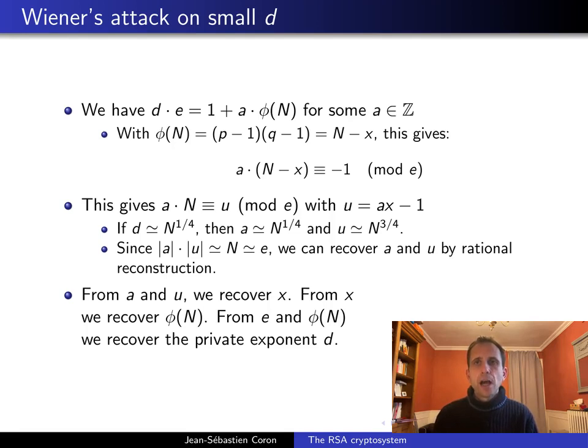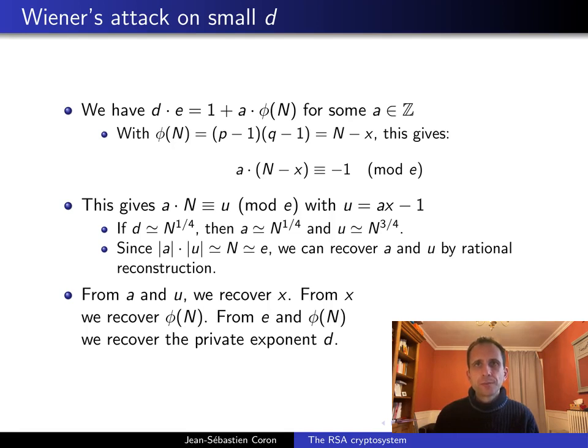So in that case, how do we apply the attack against a small d? Let me describe Wiener's attack. We have that d times e is 1 plus a times phi of n for some integer a, because e times d is congruent to 1 modulo phi of n, where phi of n is p minus 1 times q minus 1 in case of RSA, which is n minus x, where x is actually p plus q minus 1. And so this gives a times n minus x is congruent to 1 modulo e, so modulo the public exponent e.